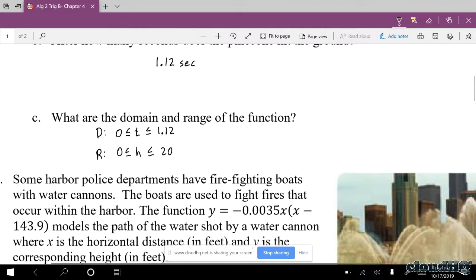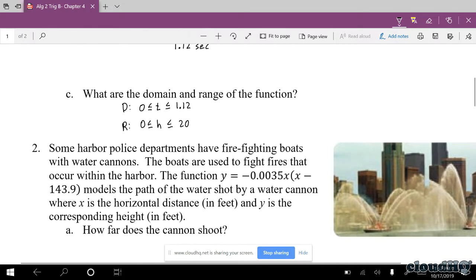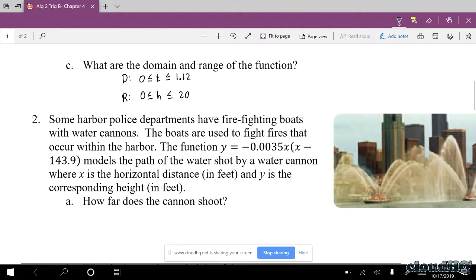So there would be our domain and range, which is different than what we would have had just for a parabola in general. But it's because of the real world situation that it changed. So I'm going to skip around kind of on this worksheet. We see a problem below this.